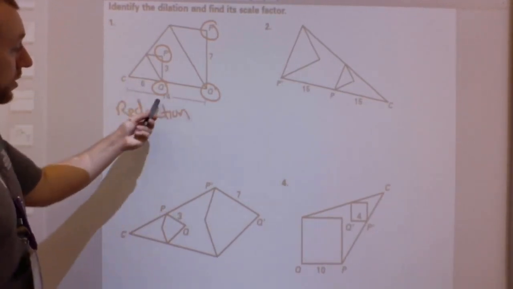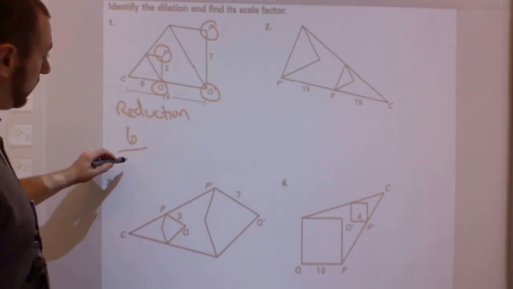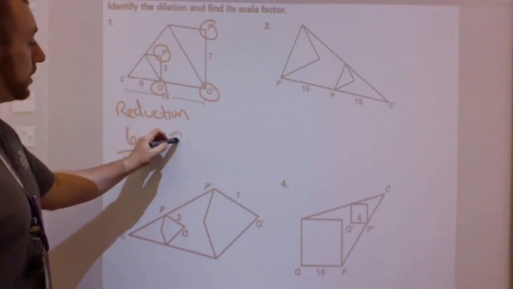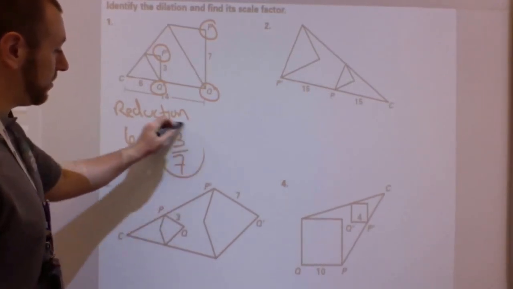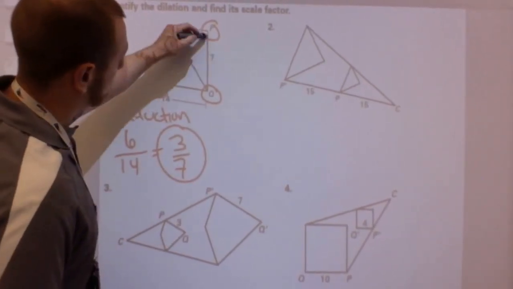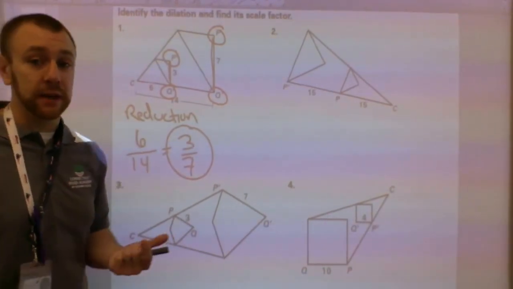Well, if I do 6 over 14, that's going to reduce down. They're both divisible by 3. That's 3 over 7. That is my scale factor. I could have also done it with this 3 and the 7. You'll notice that the scale factor is always the same.